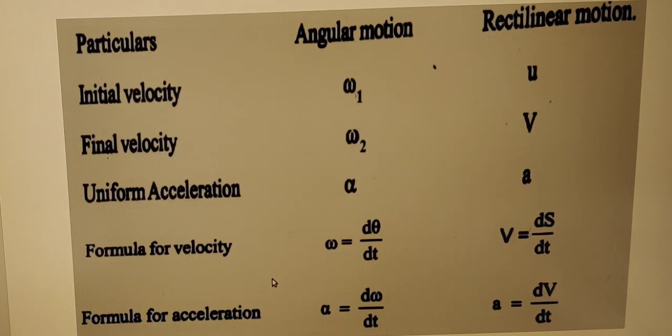Analogous to all this notation, in angular motion we have omega 1, the initial angular velocity, and omega 2, the final angular velocity. Uniform angular acceleration is given the notation alpha, and the formula for velocity is omega is equal to d theta by dt, and the formula for acceleration alpha is equal to d omega by dt.